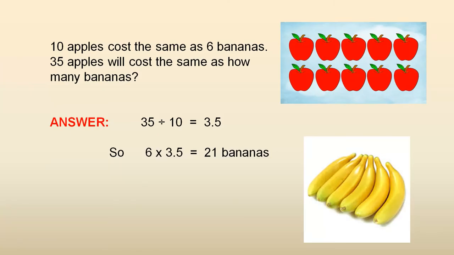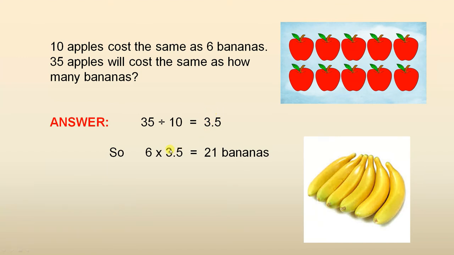For the apples. Now 10 apples cost the same as 6 bananas. 35 apples will cost the same as how many bananas? Now when you look at 10 apples, which are here, and then here we have 35. Can you see that that's 3.5 times as much? So we went from 10 to 35. So 35 divided by 10, that's 3.5 times as much. You can see that here.